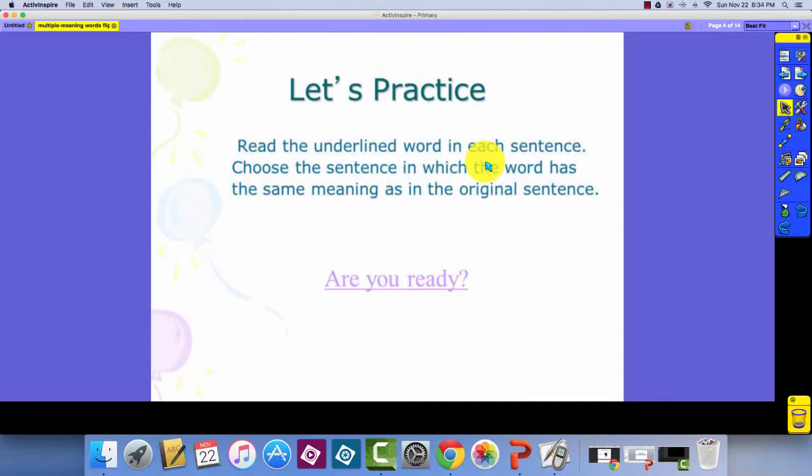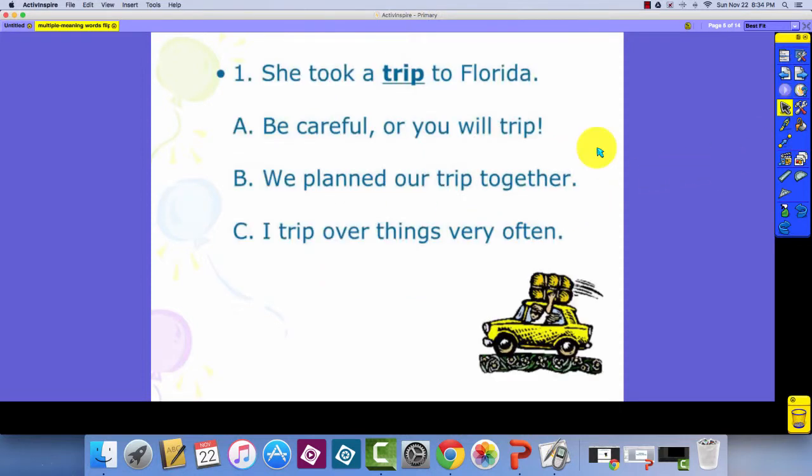Let's do some practice, okay? We're going to read the underlined word, and in each sentence, we're going to choose the sentence in which the word has the same meaning as in the original sentence. So, first sentence, she took a trip to Florida. So, I want to figure out what the word trip means here.